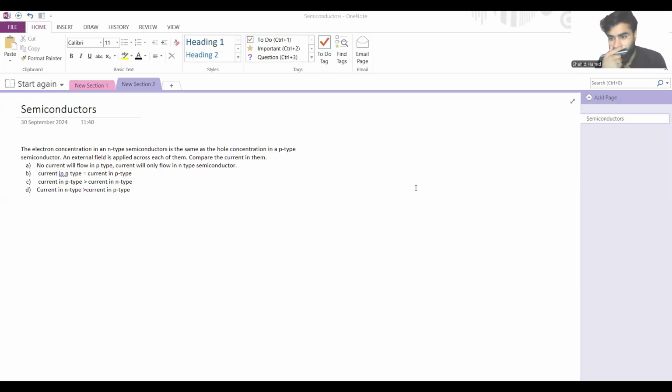Hello everyone. Today's question again from the semiconductors: the electron concentration in an n-type semiconductor is the same as the hole concentration in the p-type semiconductor. If an external electric field is applied across each of them, compare the current in them.